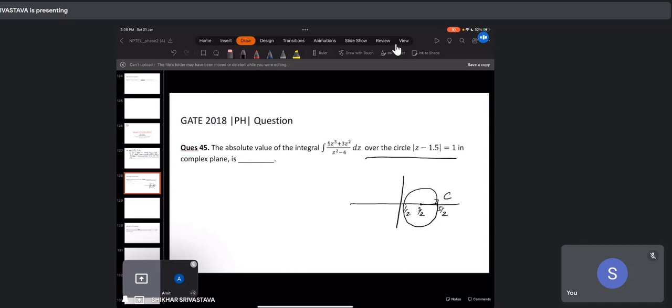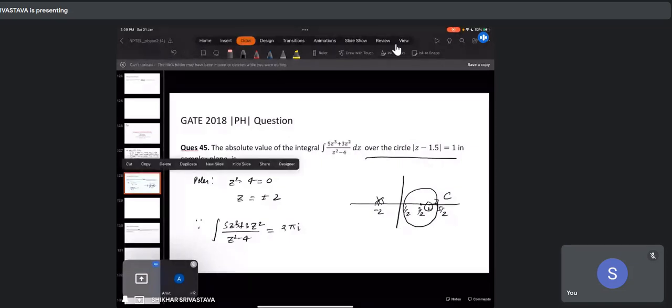First of all, you have to find the poles. Equate the denominator to 0, so you will get 2 poles, plus minus 2. Minus 2 lies outside this closed curve, so we'll neglect it, and plus 2 lies somewhere inside this curve. So the integral by Cauchy residue theorem is simply 2 pi i times, and one more thing I would like to say.